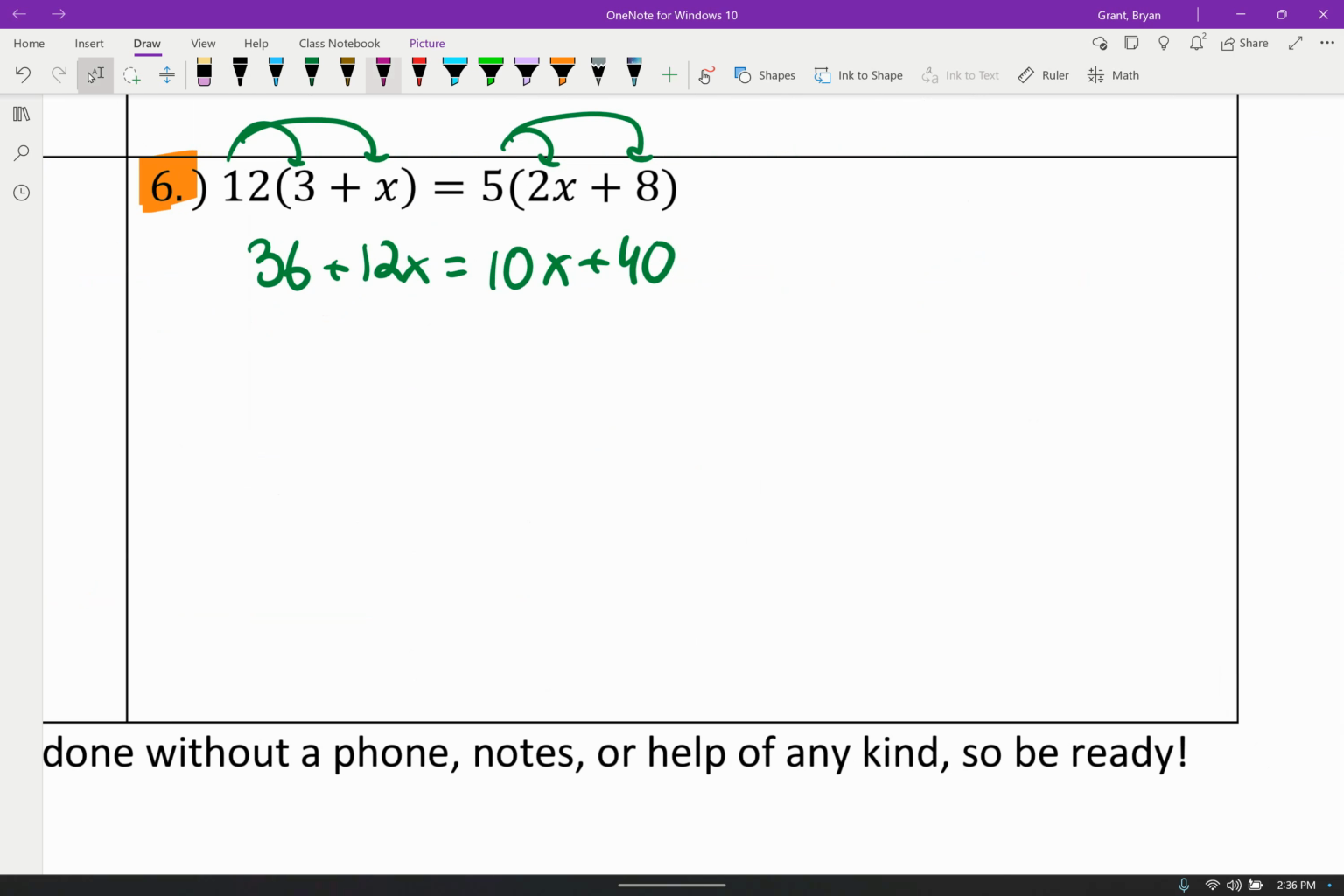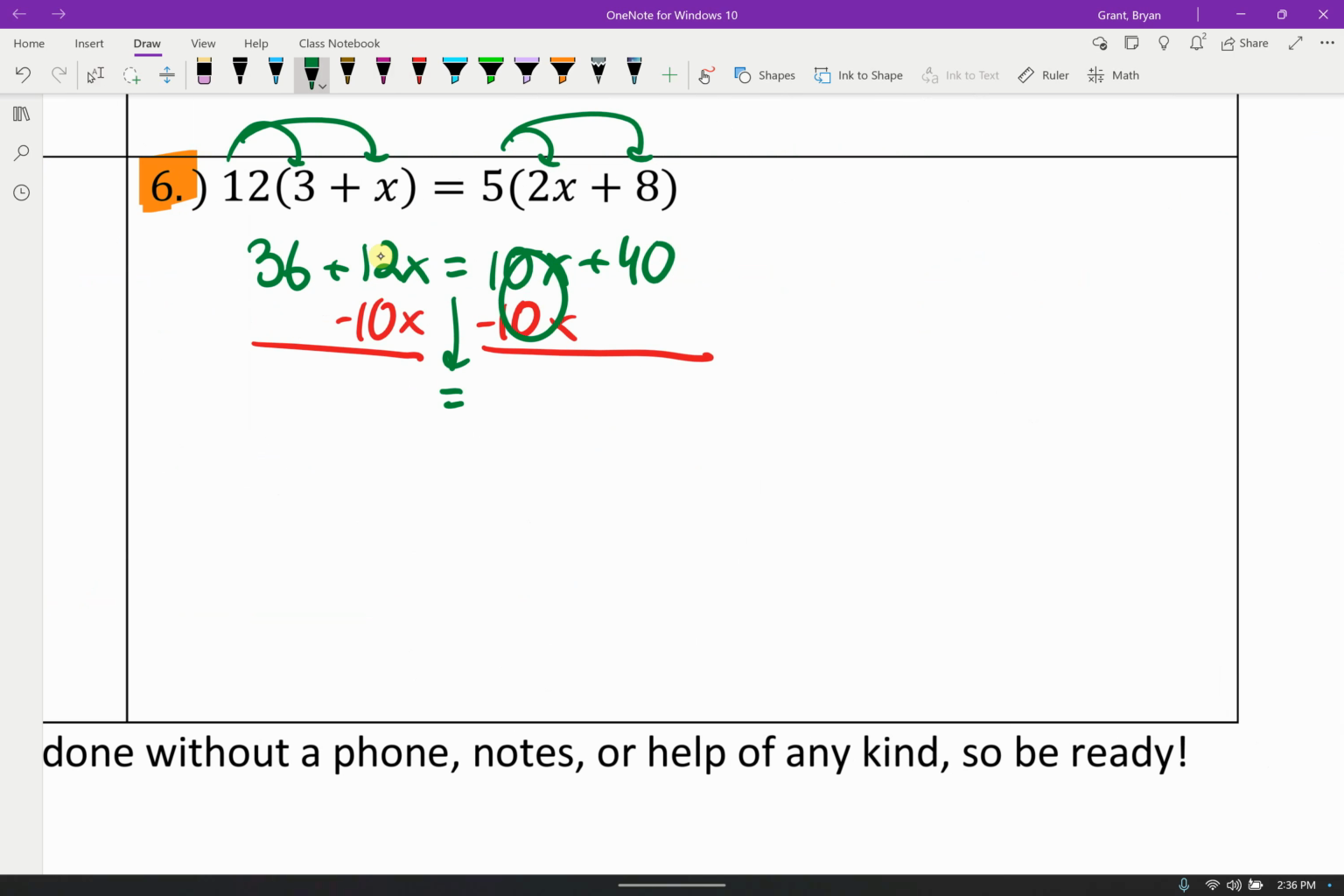Let's undo our x's first. We could either undo the 12 or the 10. I think 10 makes more sense because that will keep all of our x's positive. And again, it doesn't really matter. You'll get the same answer. I'm just trying to lend some expertise. I've been doing this for quite some time now.